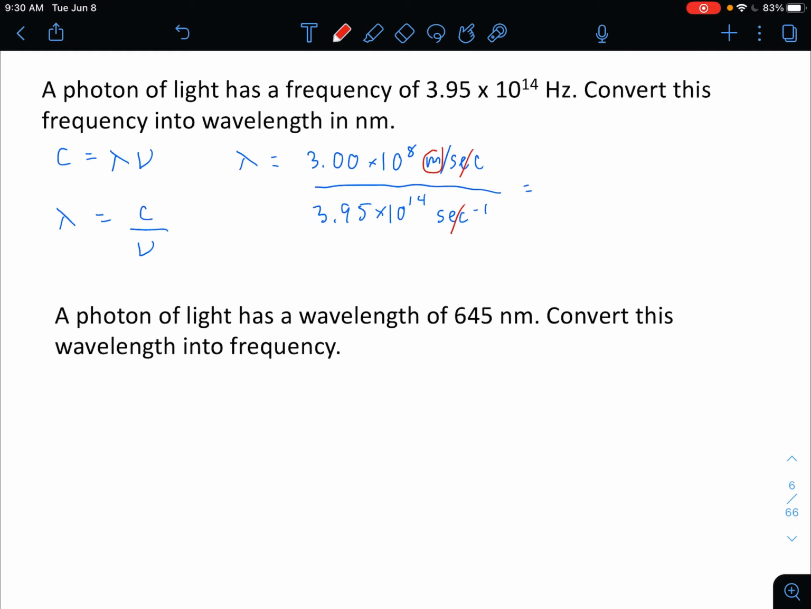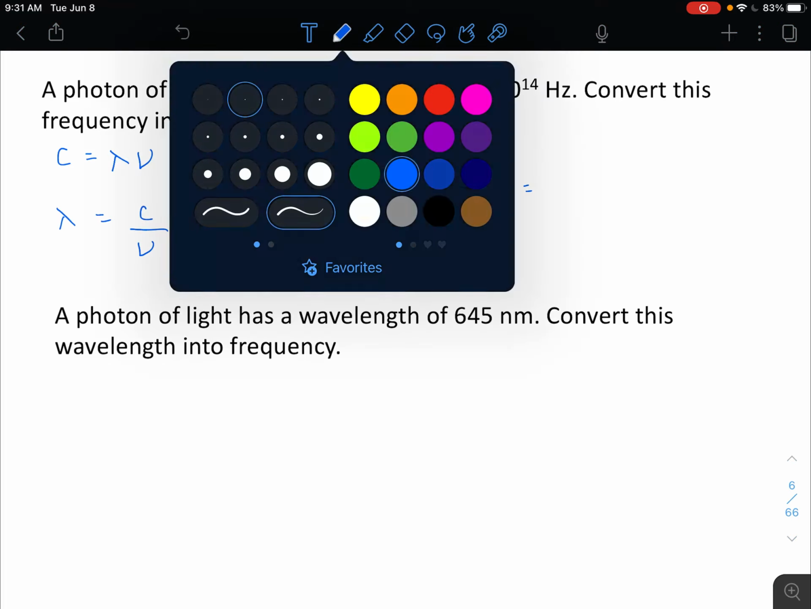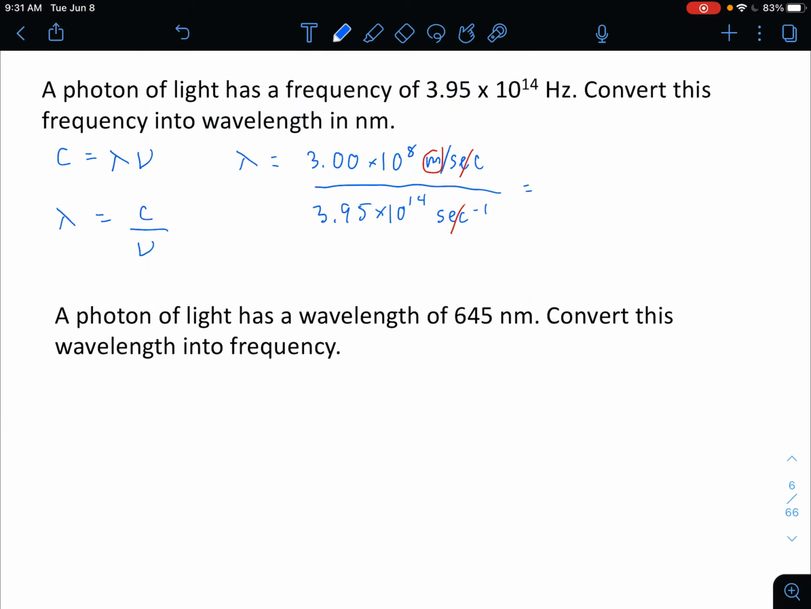Let's see what we get here. Three times 10 to the 8th divided by parentheses 3.95 10 to the 14th. Three significant figures here gives me 7.59 times 10 to the -7 meters. We want our answer in nanometers, whether it's informative or not. It's just a habit that we want to get into.